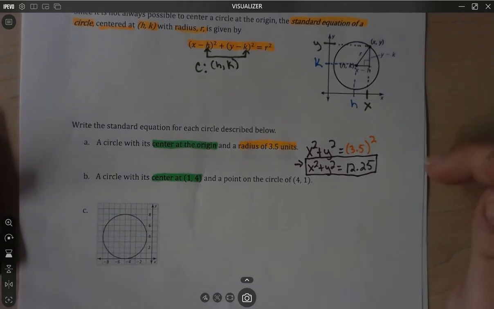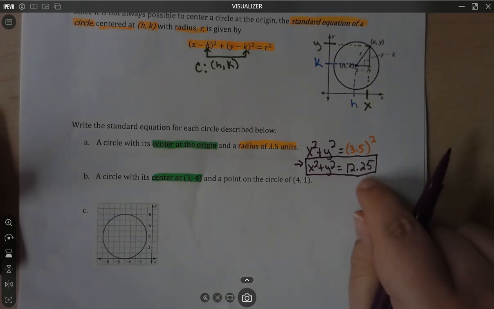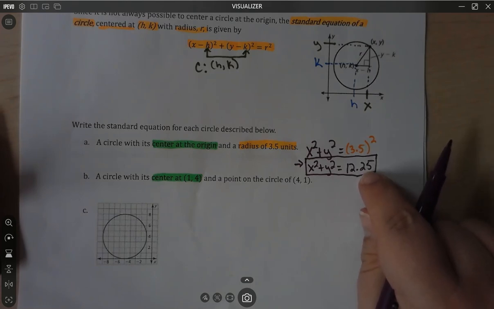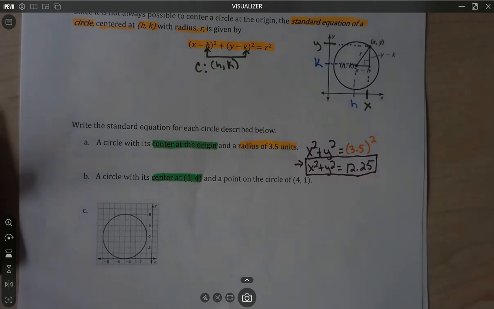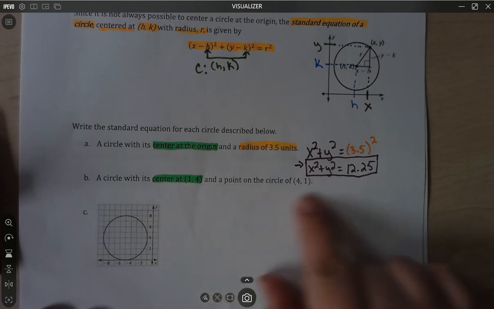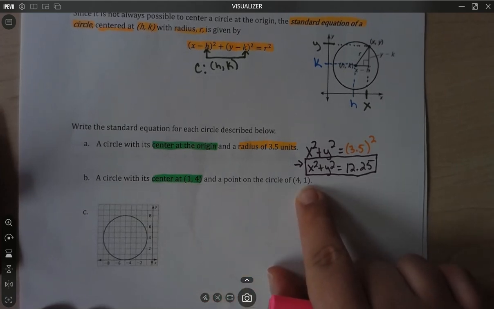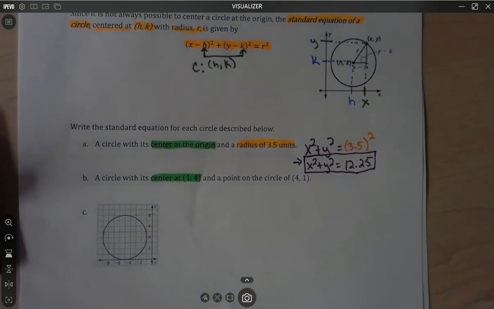Now, if I wanted to work this backwards to find the radius, I need to remember this is radius squared, just like this would be hypotenuse squared if I'm looking at a right triangle. Okay. Now, here in B, we're looking at a circle with a center of (1, 4), and it has a point on the circle of (4, 1), which means I need to find the distance between those 2 points to find the radius.